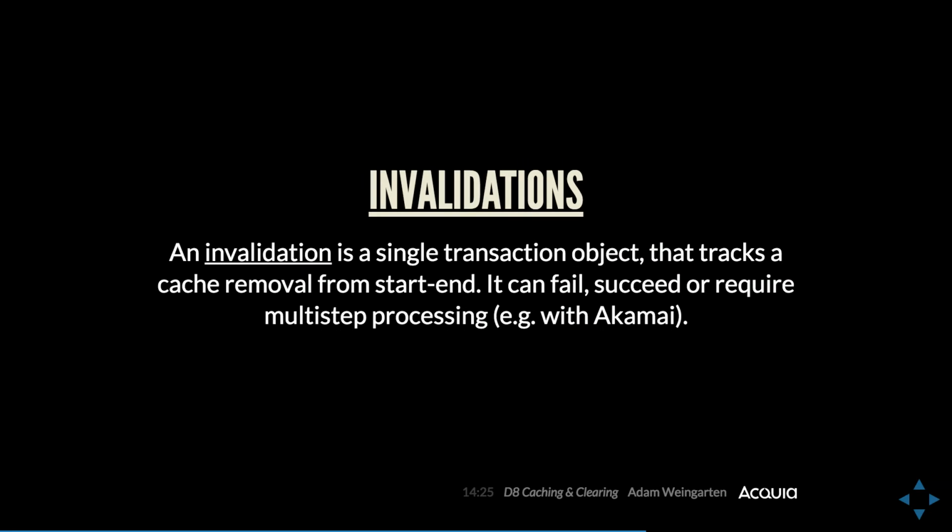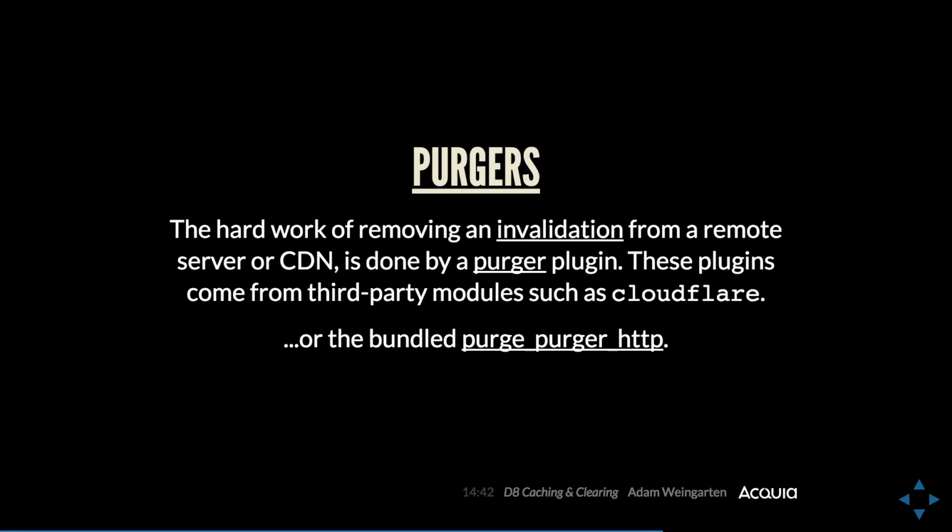An invalidation is actually a specific transaction. So I'm sending the CDN a request to purge tag 56. I'm sending Varnish a request to purge /guppies, anything. It's the single atomic request. The purger is the thing that's actually telling the CDN to remove that item. So in the case of the Purge module, it relies on these third-party plugins that other people are going to write. So there are going to be other Drupal modules to do this.